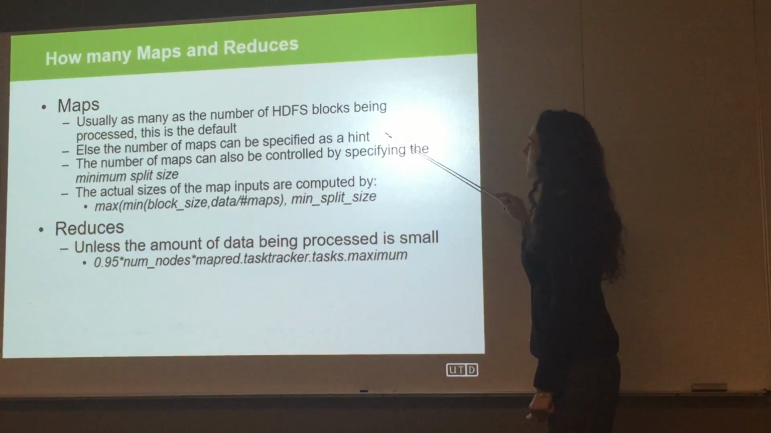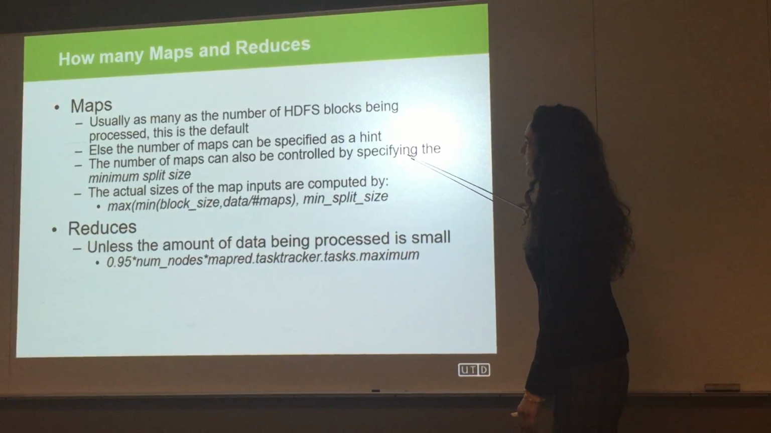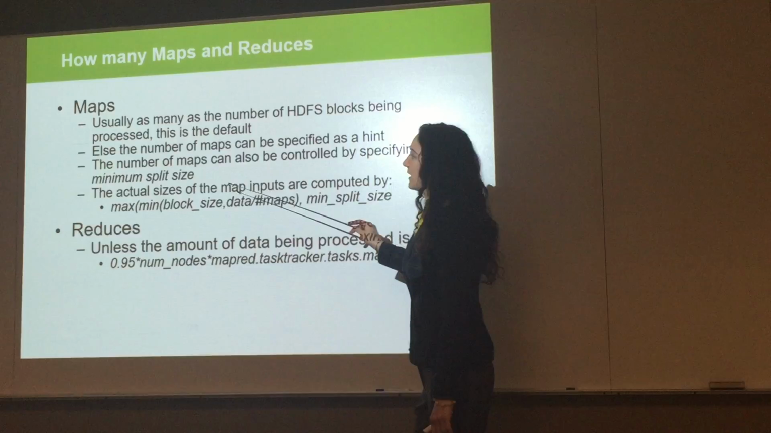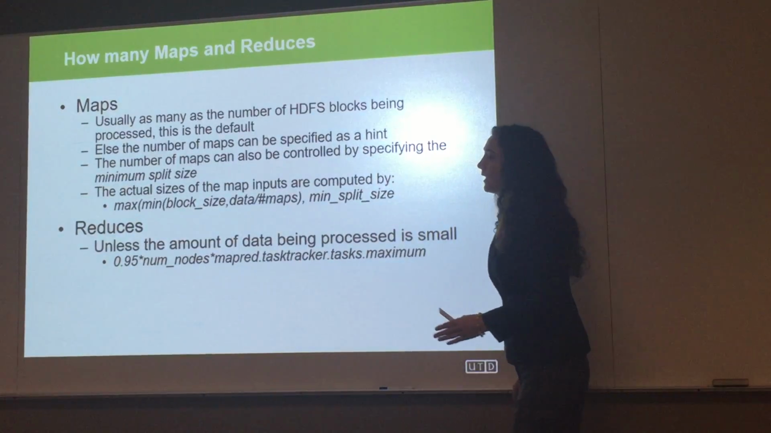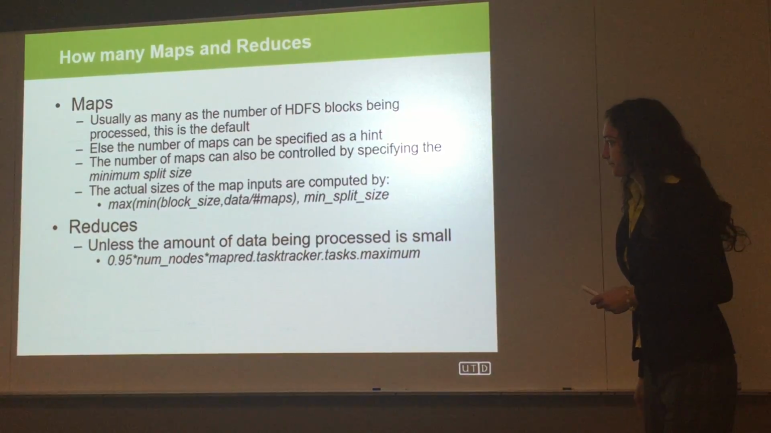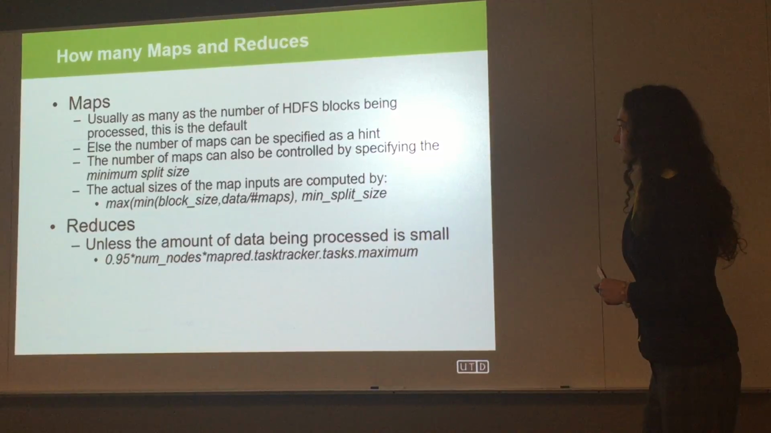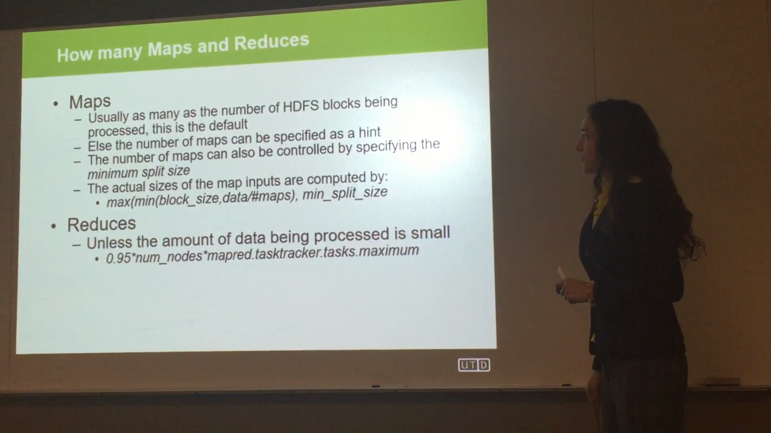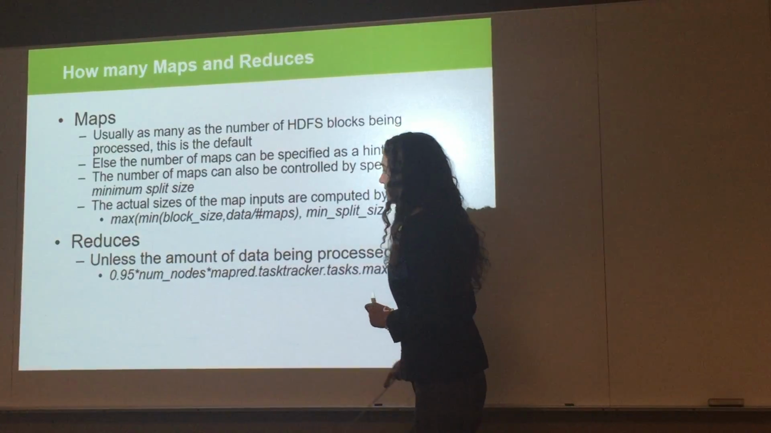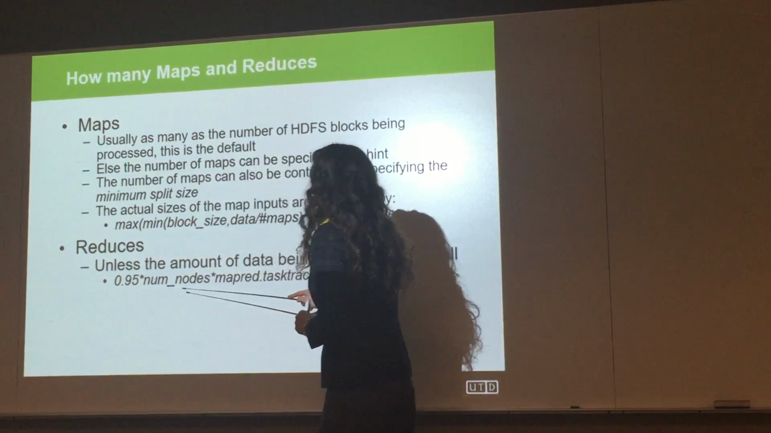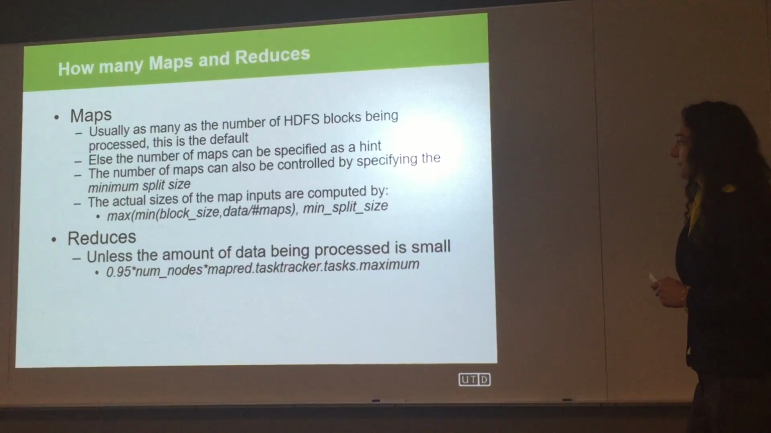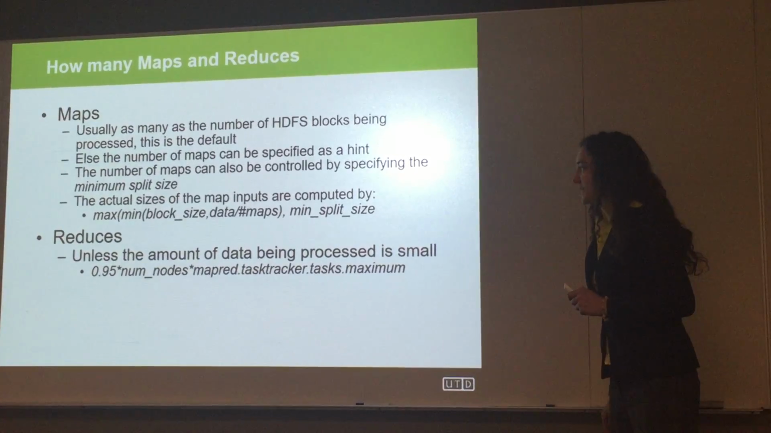Otherwise, the number of maps can be specified. You can tell it you want that many maps. The number of maps can also be controlled by changing the split size. So remember that the file got split into pieces. We can tell into how many pieces to split it. The reducers, unless the amount of data is small, we get 0.95 times the number of nodes to where the map tasks are running.